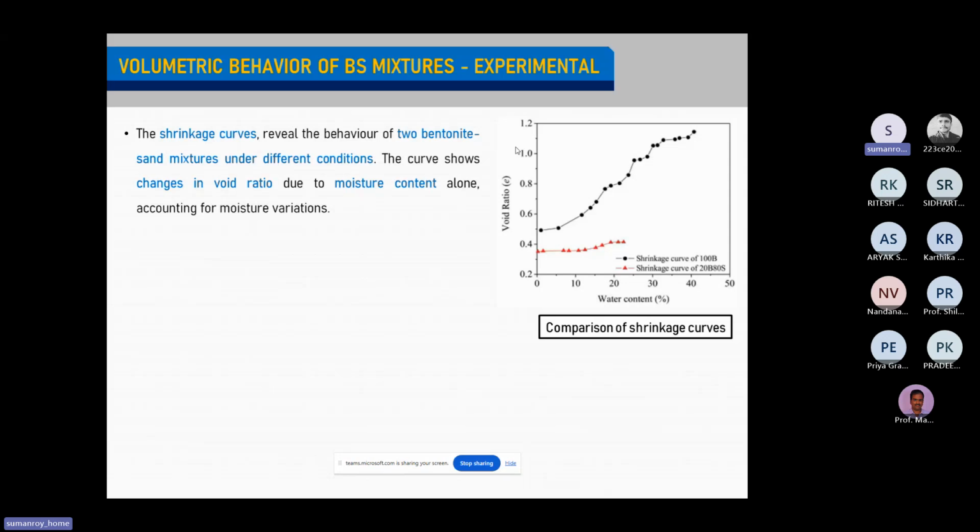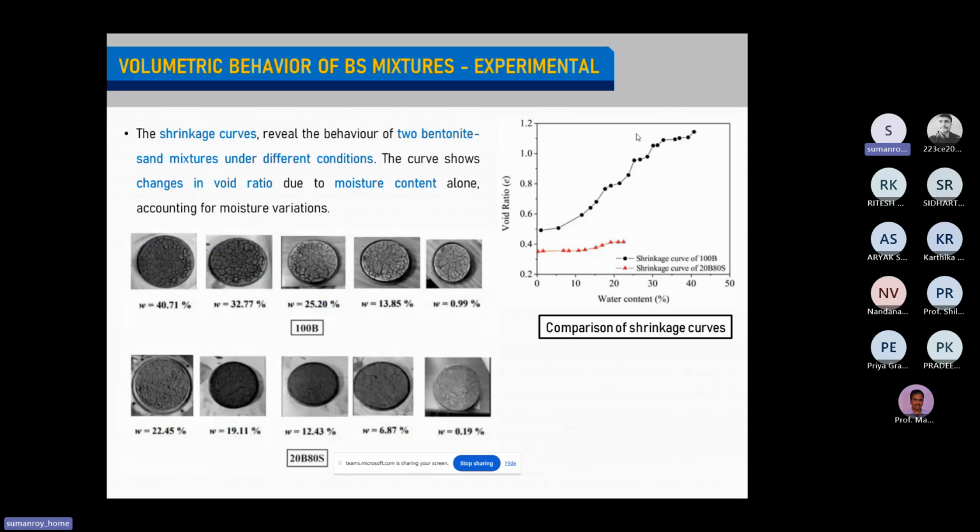As you can see easily, with the decrease in water content, 100 bentonite shows a highly expansive nature. When there is a change in water content, the volume change in the case of 100 bentonite is significantly more compared to 20 bentonite 80 sand. This is also observable from these samples. These were the different sets of samples taken during the shrinkage test, and you can see the amount of cracks is very prominent in the case of 100 bentonite.